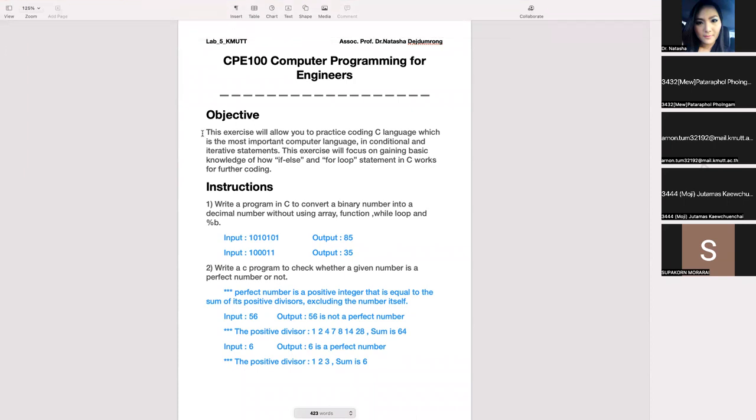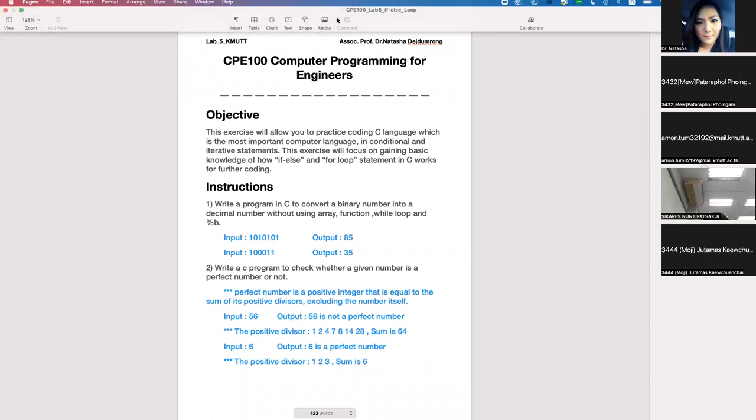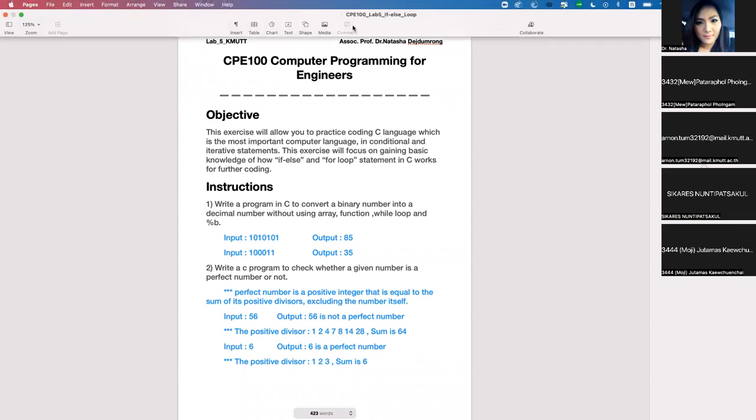Okay, I will start right now, so it will not be too late. And if your friend comes later, you can ask me in the chat or you can explain the lab to your friend. Okay, let's start. Today we have only 7 questions in the lab, mostly using if-else and loops. And I recommend you use the for loop more than the while loop and do-while loop. Okay, we have 7 questions.